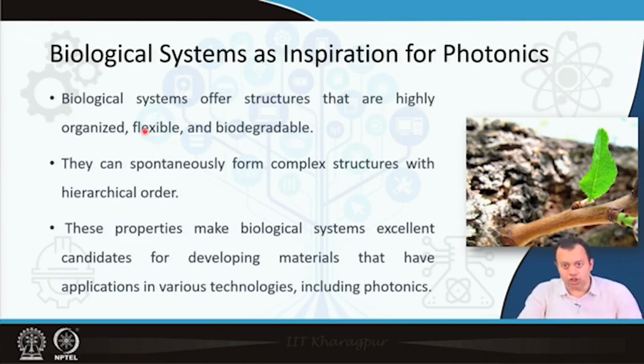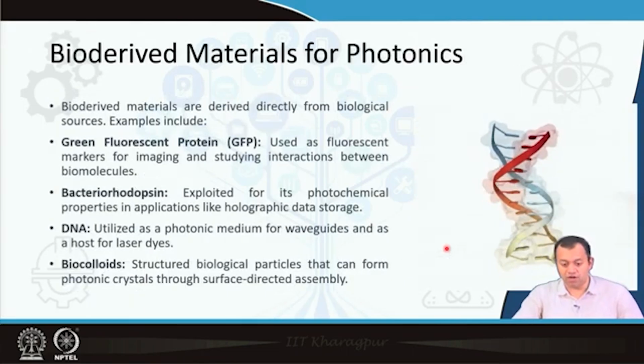None of the internal structures present in insects or moths or arthropods, etc., are random. They are organized, they are nano, and there is a variety of them. So, can we mimic that in real life? They can spontaneously form complex structures with hierarchical order, central dogma to cell, cell to tissue, tissue to organ, organ to organ system, and finally, the very complicated organism. These properties make biological systems excellent candidates for developing materials that have application in various technologies, including photonics, specifically photonics.